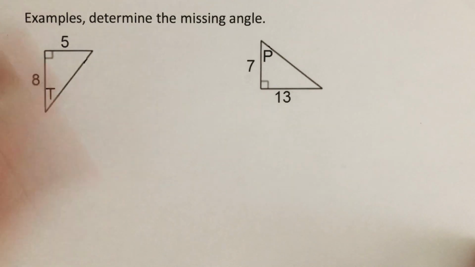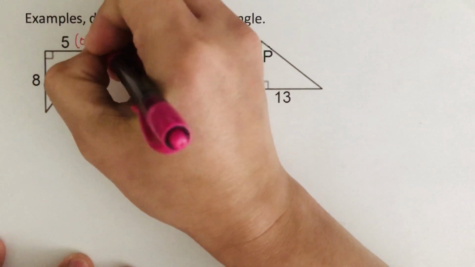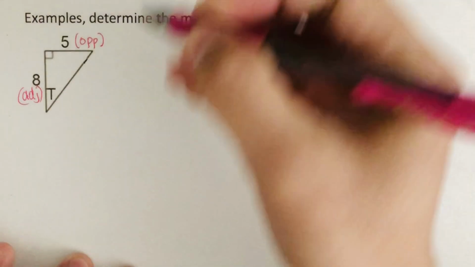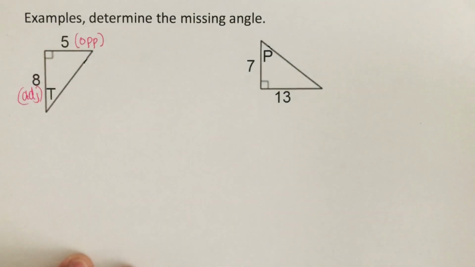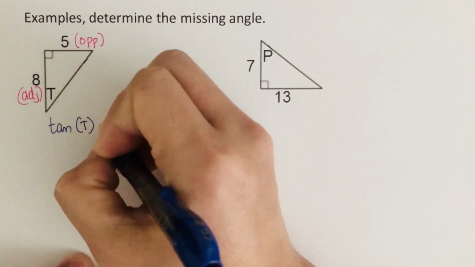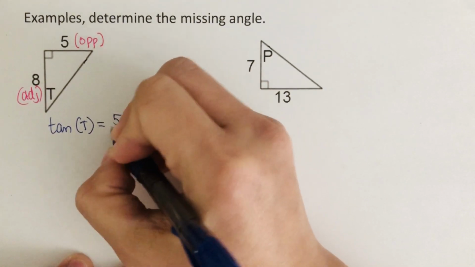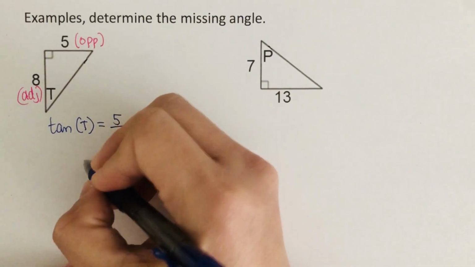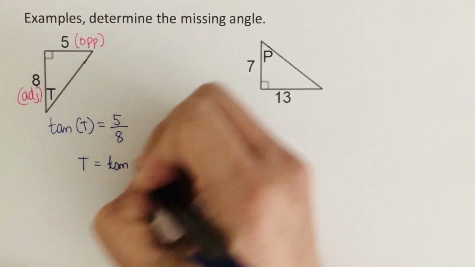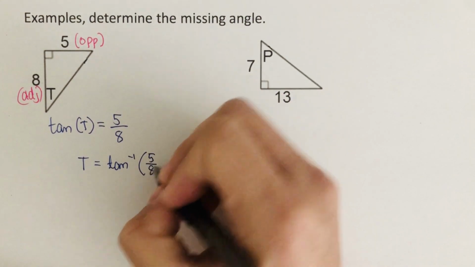Okay, so we label the parts here. Again, this is the opposite and this is the adjacent. Then we can set this up as tangent T is equal to opposite over adjacent. So that would be 5 over 8. And we want the T. So angle T is actually arctangent, or inverse tangent of 5 over 8.